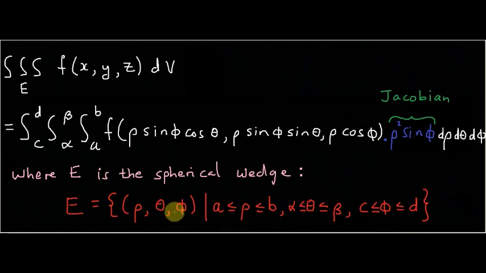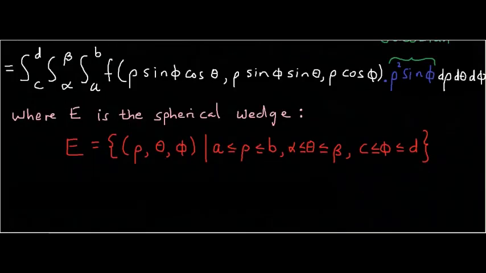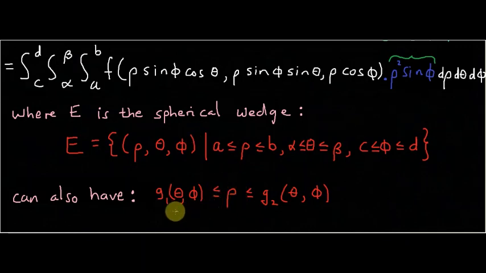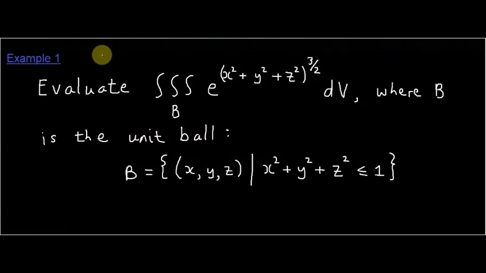The set of all triples rho, theta, and phi, where rho is between A and B, theta is between alpha and beta, and phi is between C and D. We can also extend this definition to a more general spherical region. We can also have rho bound by two functions, g1 and g2, both functions of theta and phi. Before we look at the first example, I just want to add that using spherical coordinates to evaluate triple integrals is particularly useful when the region of integration has boundaries that are spheres or cones.